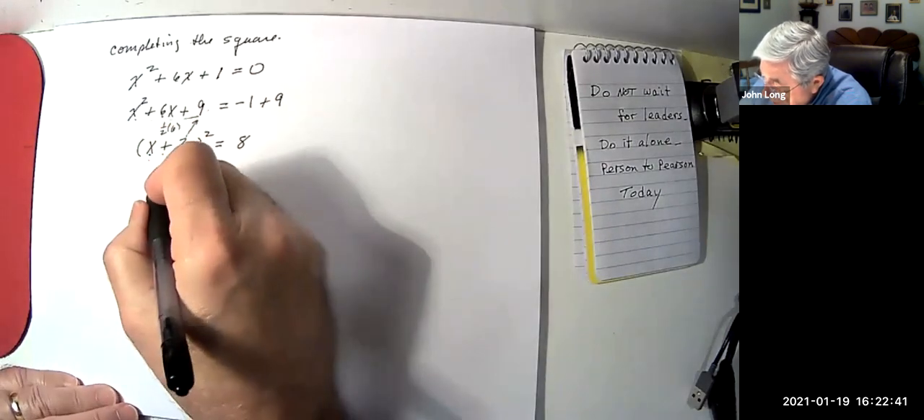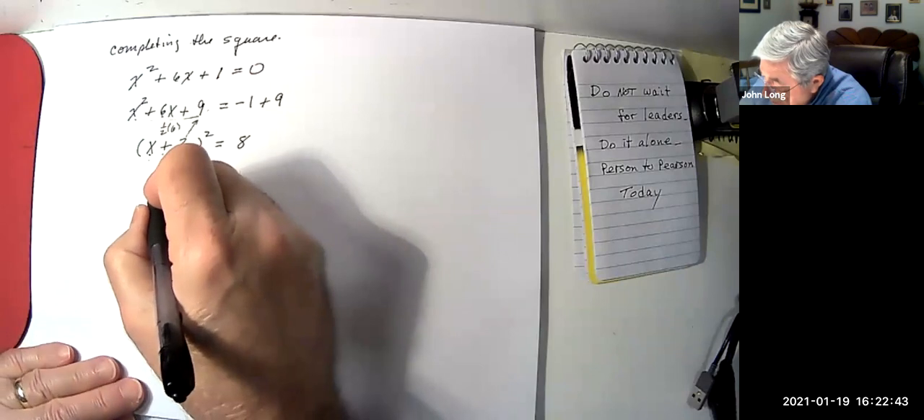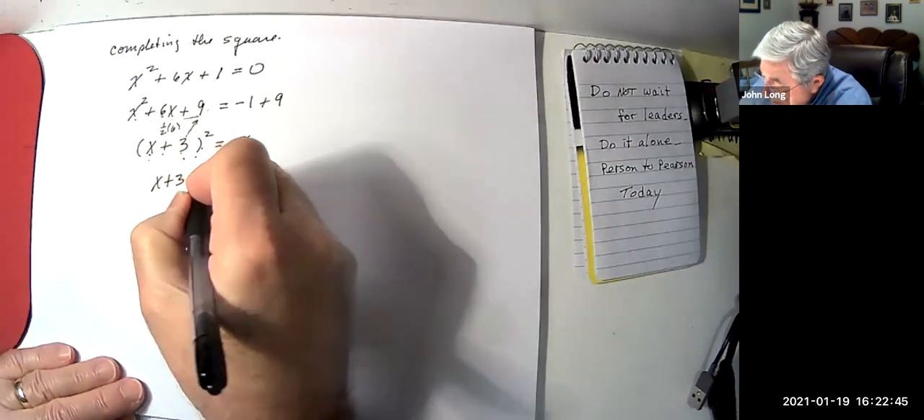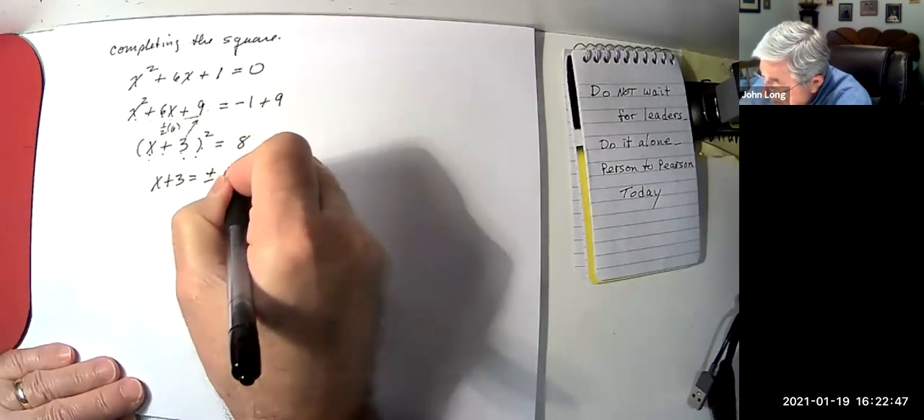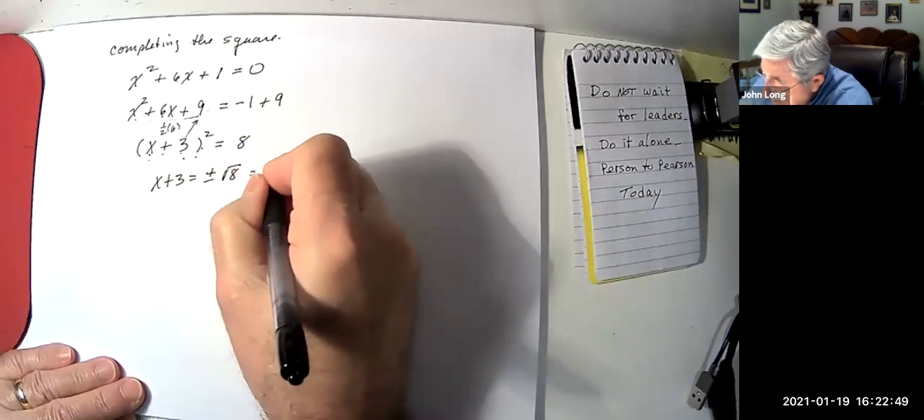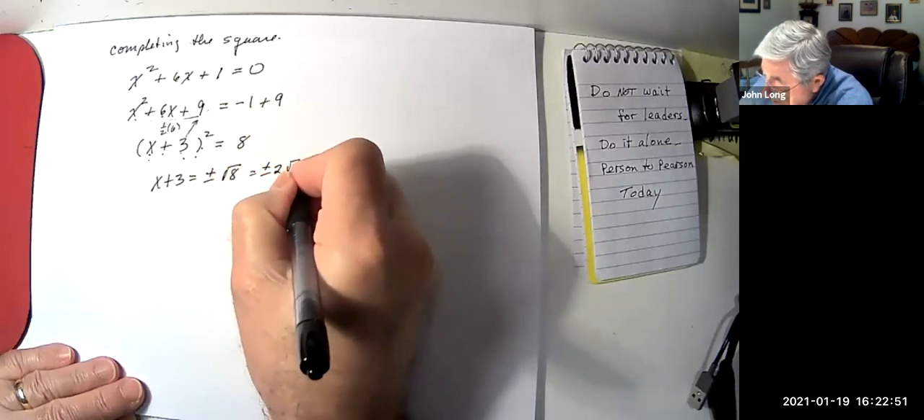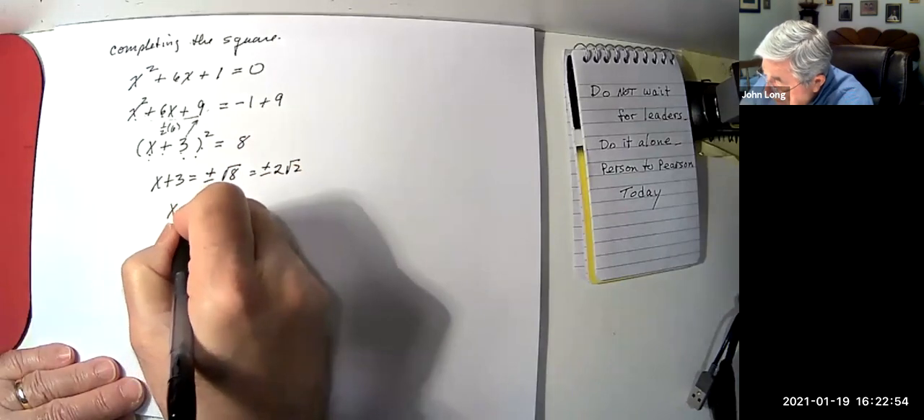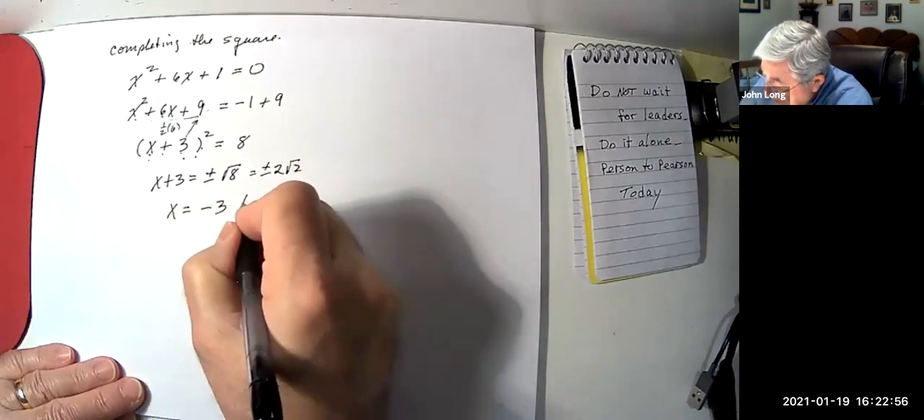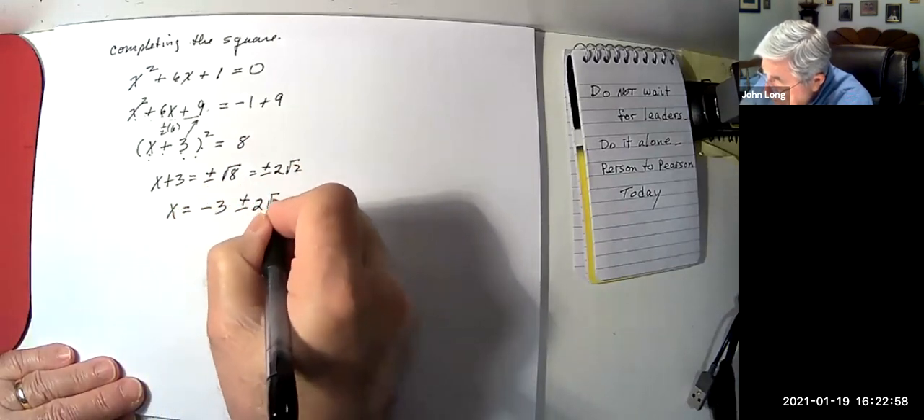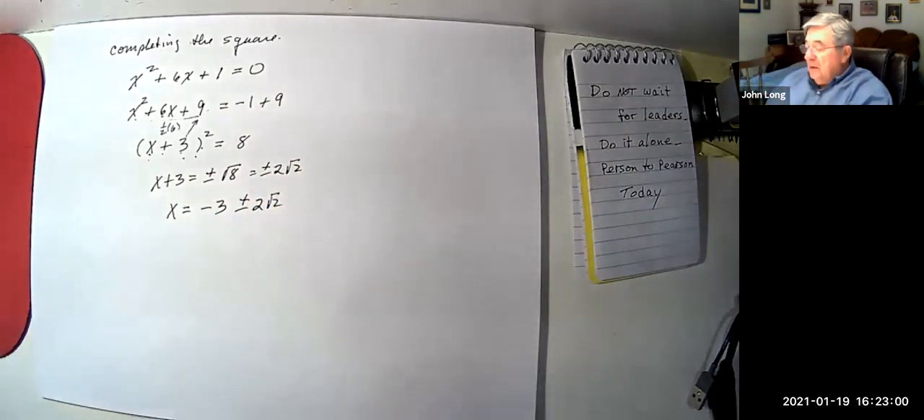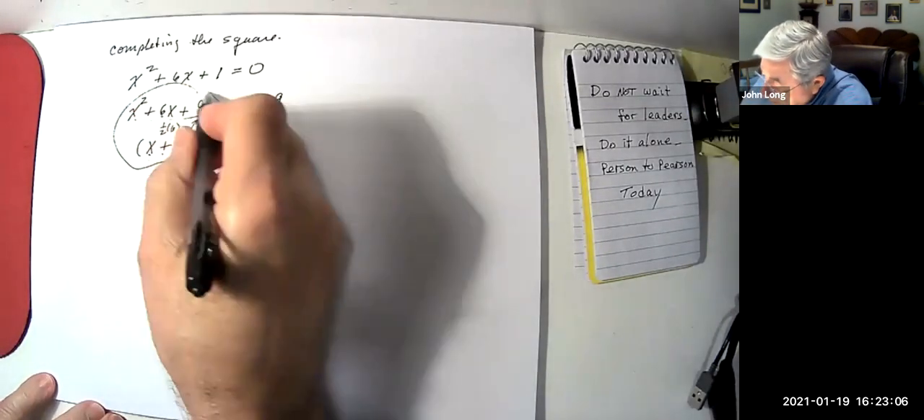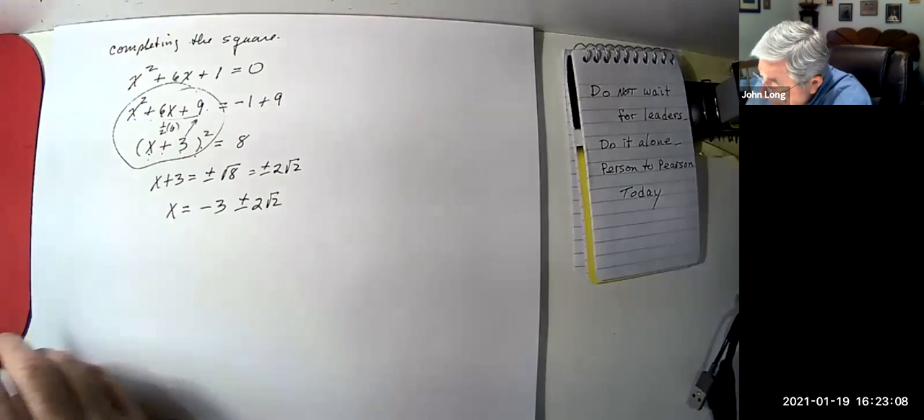Then you finish the equation out by taking the square root of both sides, which is plus or minus 2 square root of 2, or finally, x equals minus 3 plus or minus 2 square root 2. That's the completing the square that you've seen before. But right here, this is the part we want to capture from this.